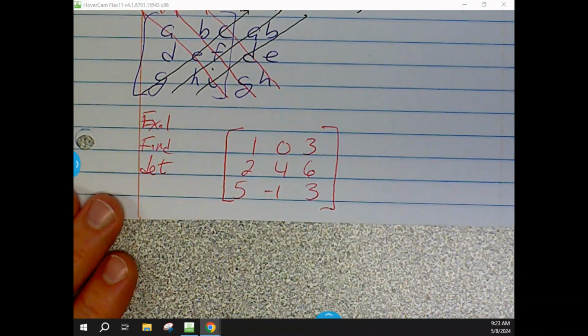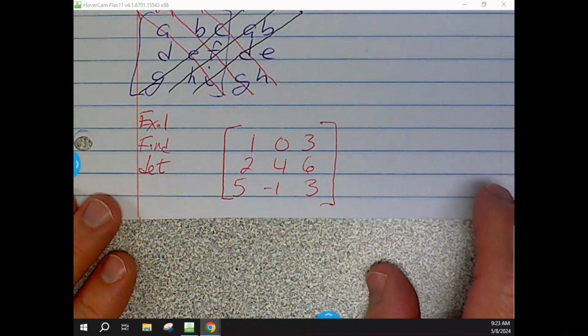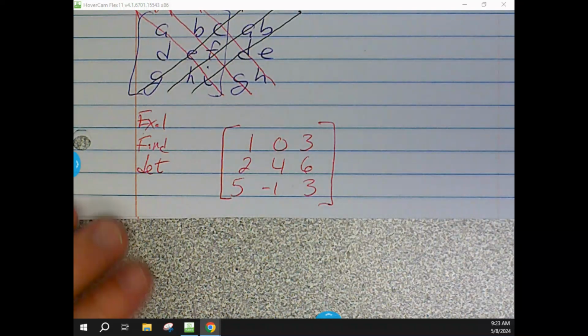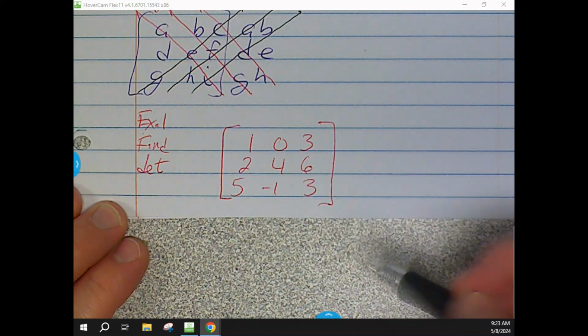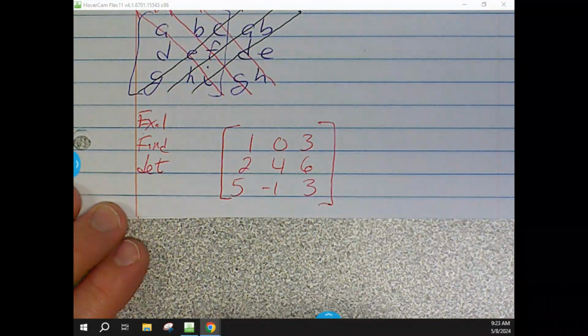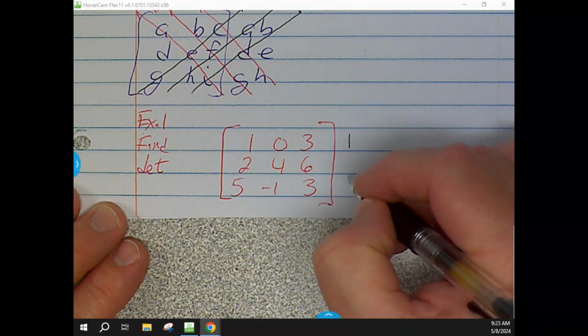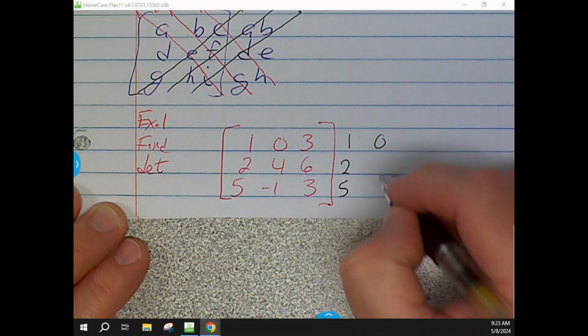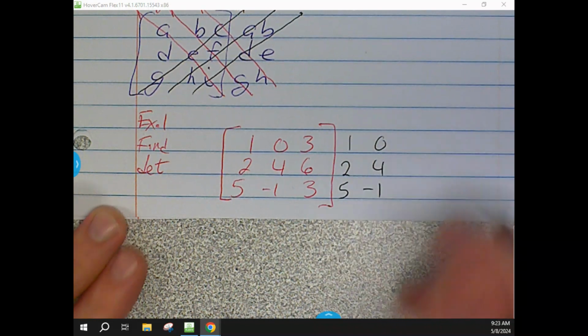Okay, and again, the direction should just be find the determinant. Instead of rewriting it again, we're going to take the original matrix and show it again. We're going to take the first two columns and rewrite them, trying to keep the spacing the same, which makes it a little easier. So we'll go 1, 2, 5 here, then 0, 4, and then -1.